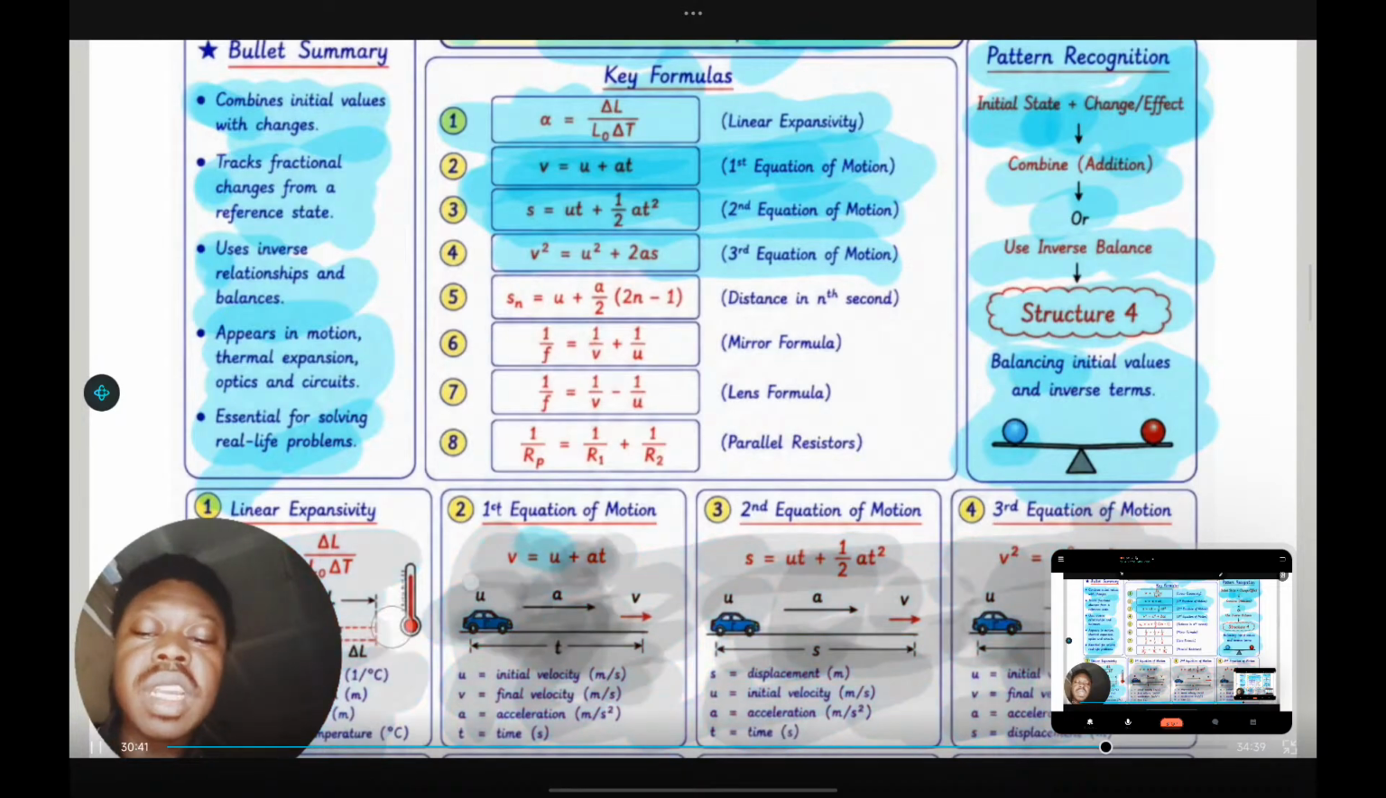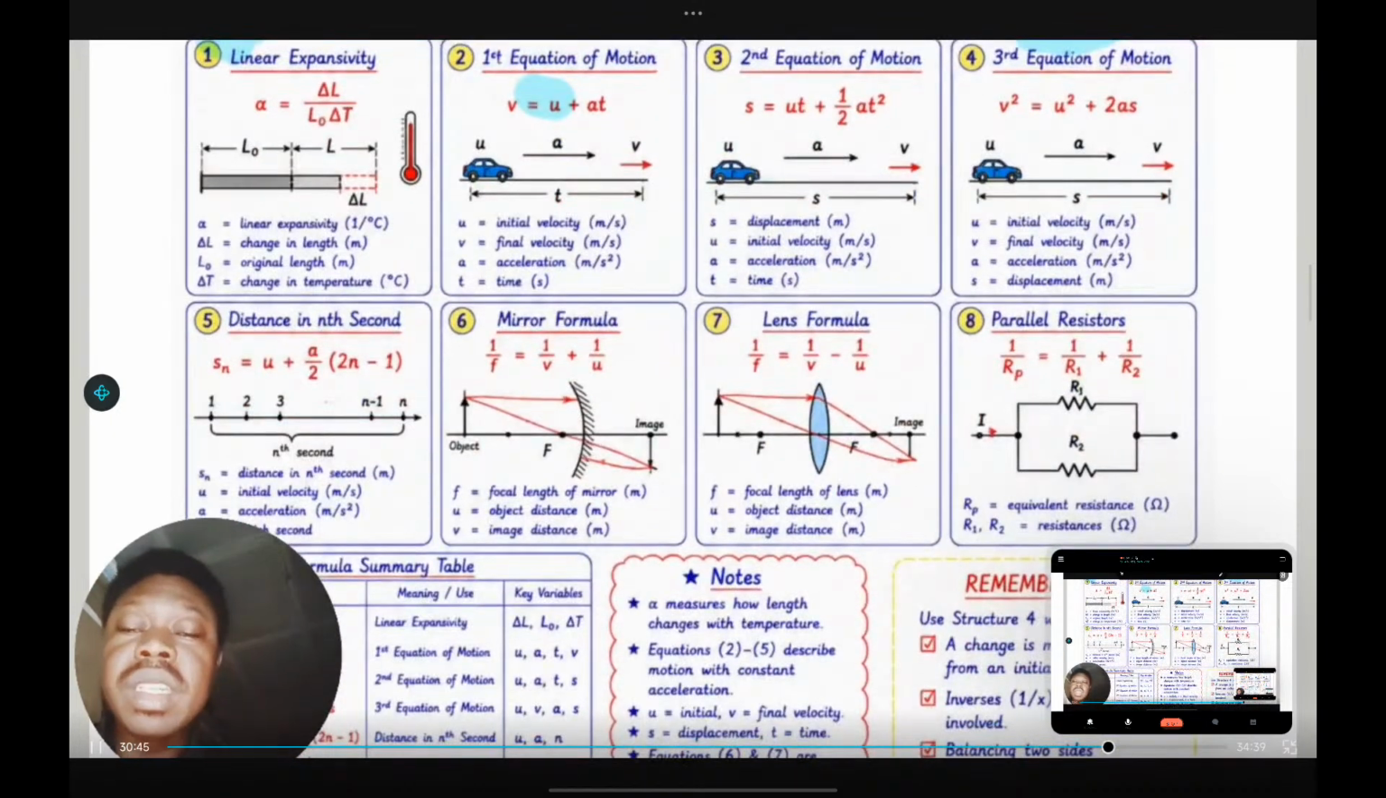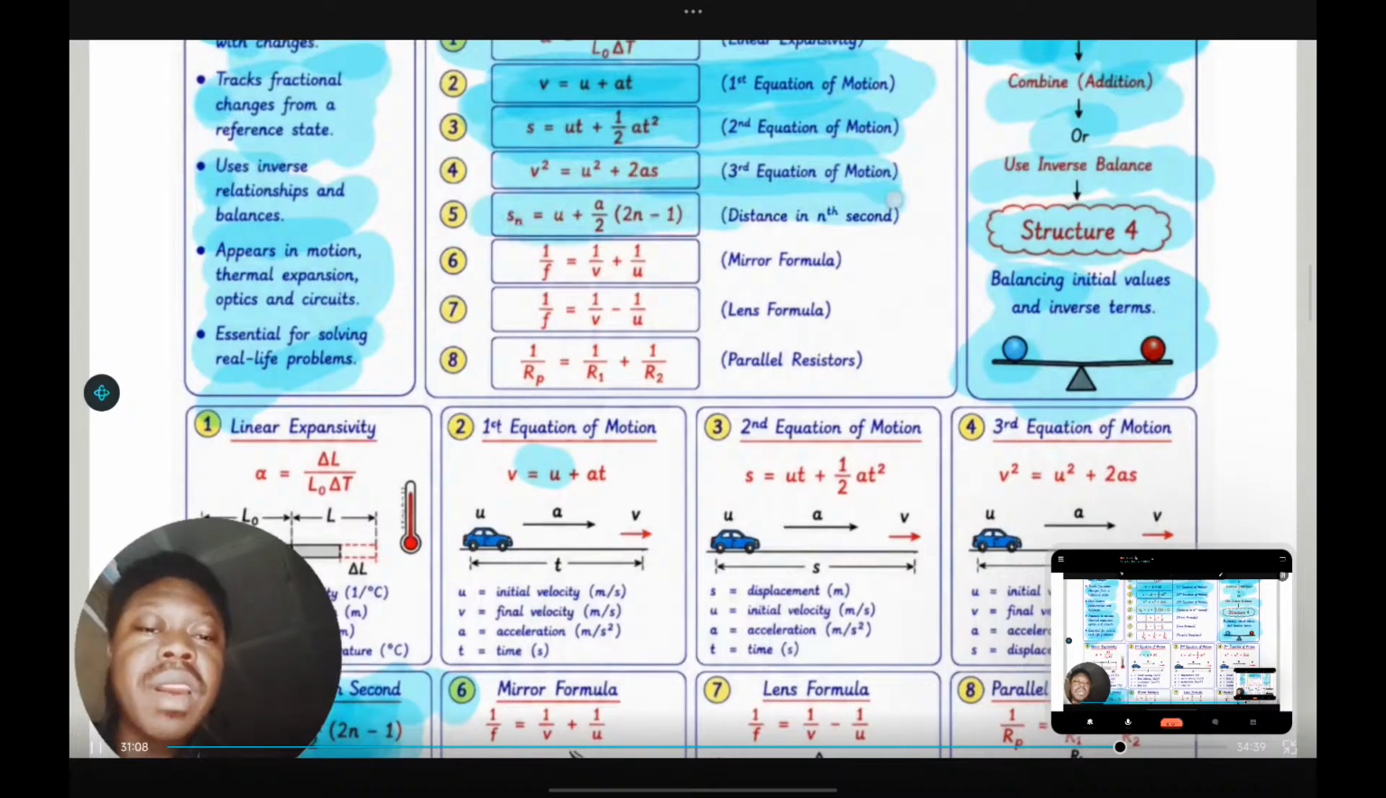Please take note of these explanations because they will help you in making your work easier to do. Then we have distance in the nth second. You can be asked to find the distance in the nth second. So S of n equals U plus A over 2 into 2n minus 1. If you remember mathematics, you have a formula that is similar to this. This is what I'm referring to: distance in the nth second. So take note of this structure.